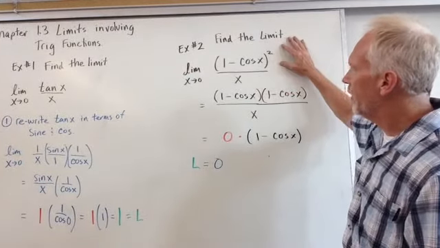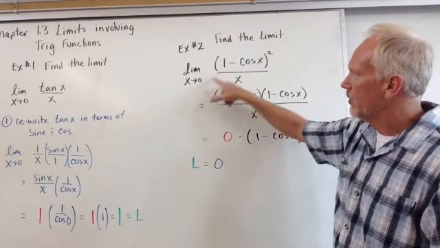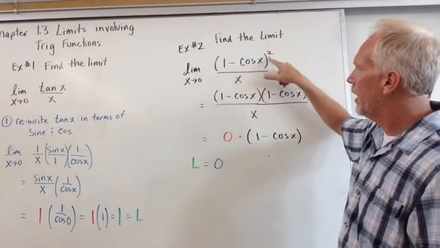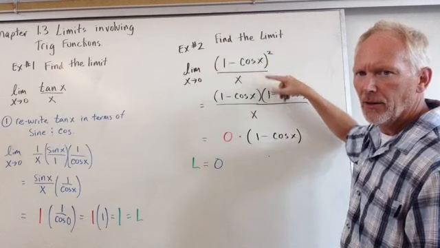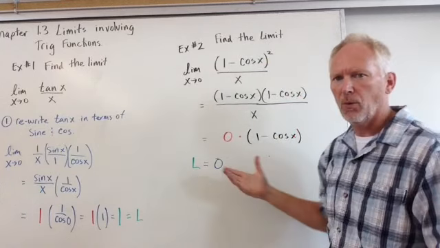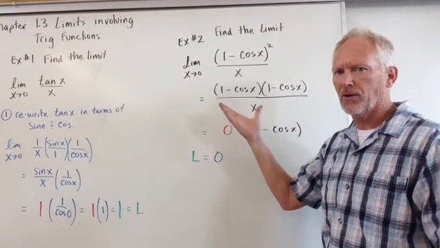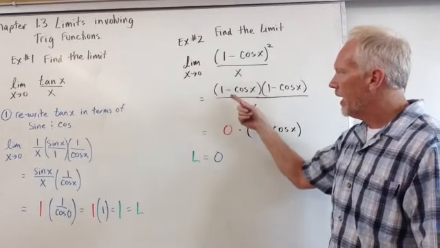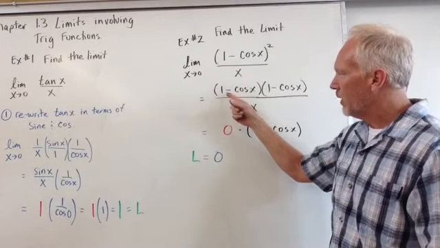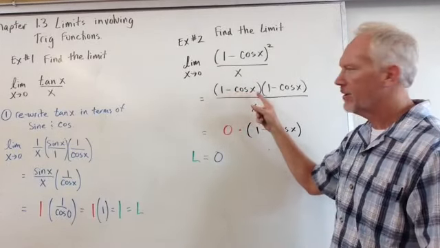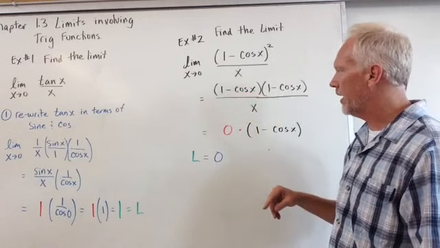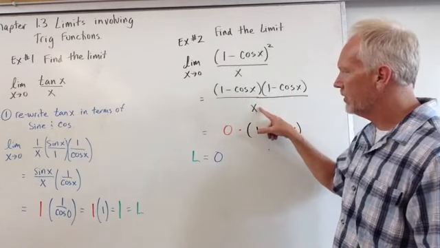We have example number 2. Find the limit as x goes to 0 of 1 minus cosine x, squared, over x. So again, what we want to do is expand this square. This is a perfect binomial square. So we get 1 minus cosine x times 1 minus cosine x, all over x.